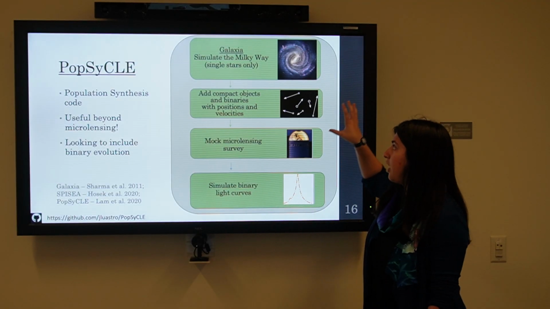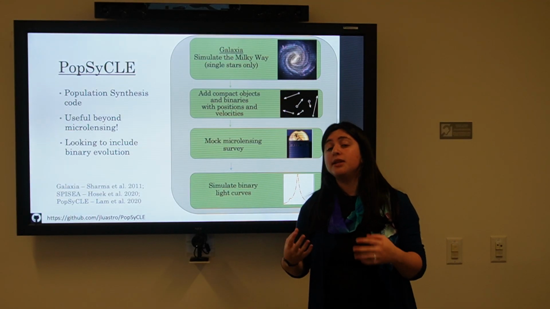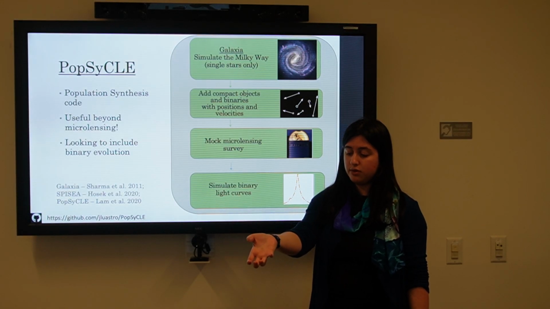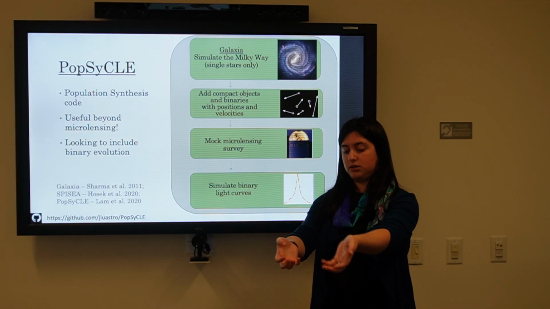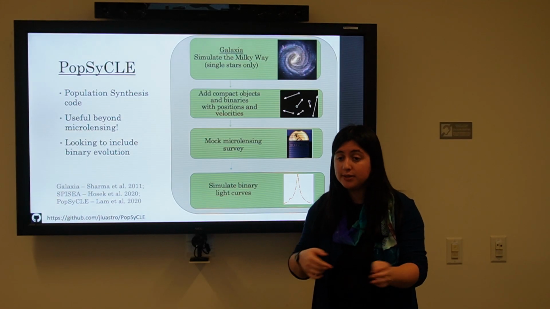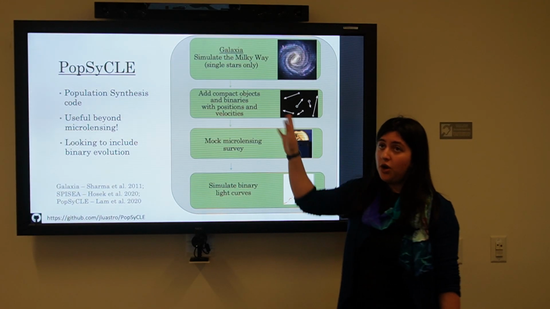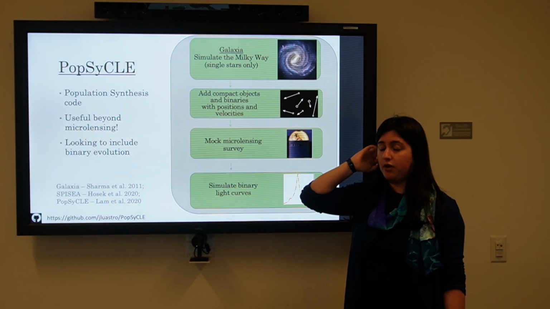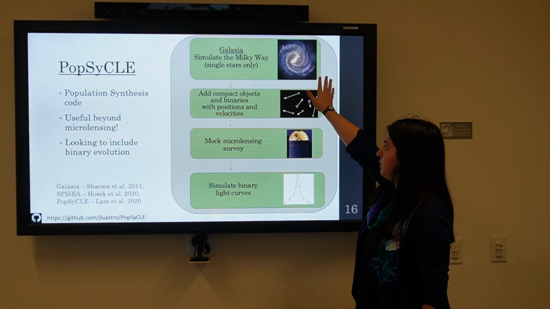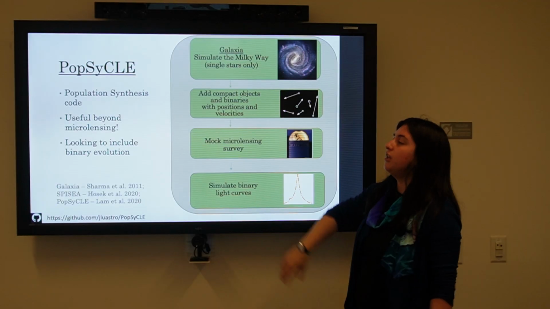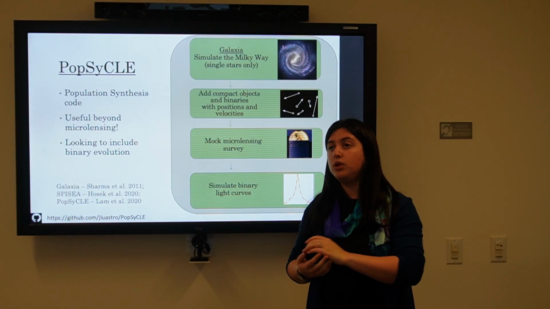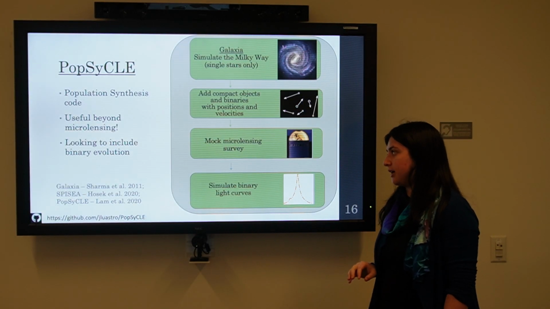Basically what we do is we start out with this other code called Galaxia, which simulates the Milky Way using single stars only. By single, I just mean a star on its own, as opposed to a binary, which would be like a star and a star orbiting each other, or a star and a black hole, or two black holes orbiting each other, which we know is a large fraction of stars that exist. So we start with the Milky Way using single stars only. Then we inject in the compact objects and binary companions using the positions and velocities from Galaxia.